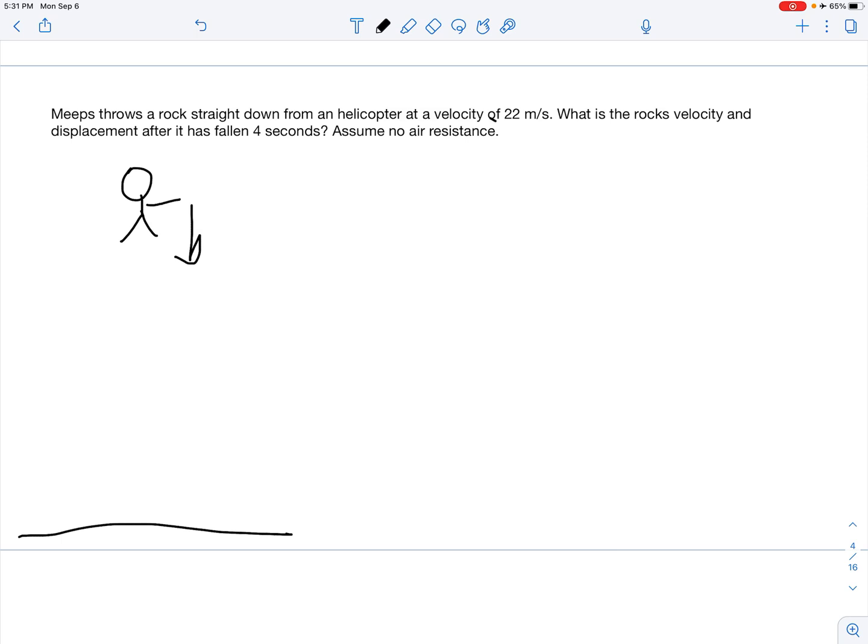So this time we have an initial velocity. This is how fast he throws the ball, so this is our starting velocity because he throws it. This is different than dropping it. If he drops it, then VI is 0. Because he throws it, then VI is 22. And once again, he's in a helicopter, but I'm not going to draw the helicopter. We have 4 seconds later.